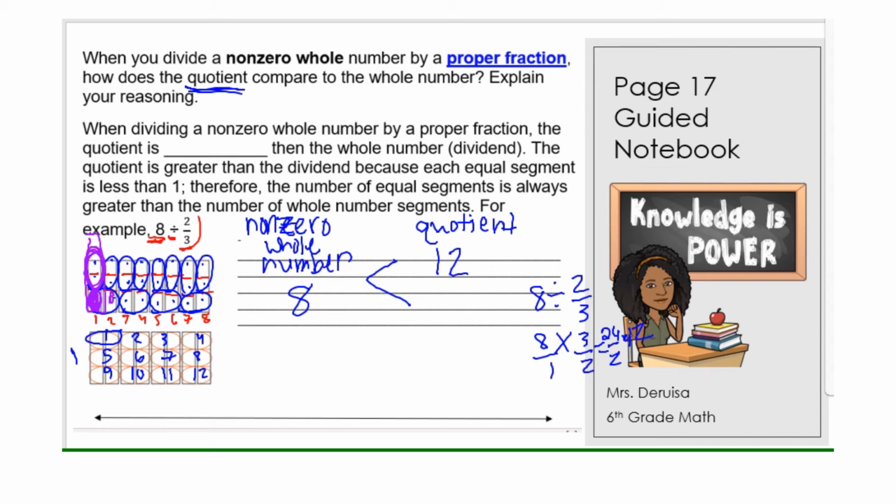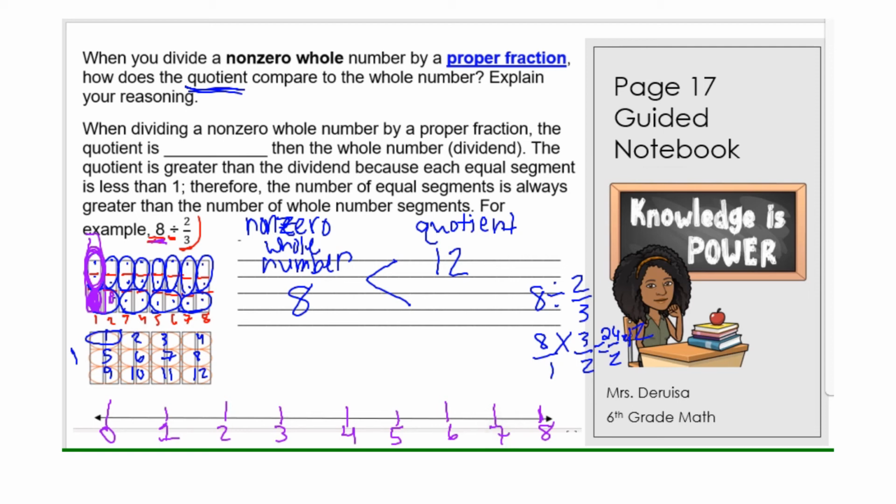So let's model this on a number line. We have to start with our dividend, so I need a number line that goes from 0 to 8. And then I'm going to put my other numbers. So this is going to be 4, and this is going to be 2. Then halfway between 4 and 8 is 6. Halfway between 0 and 2 is 1. Halfway between 2 and 4 is 3. Halfway between 4 and 6 is 5. Halfway between 6 and 8 is 7.